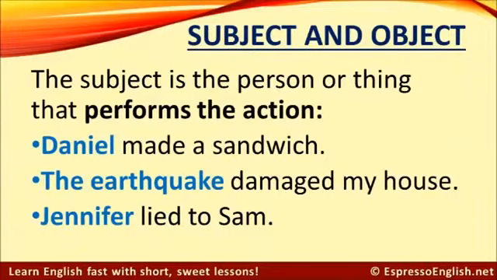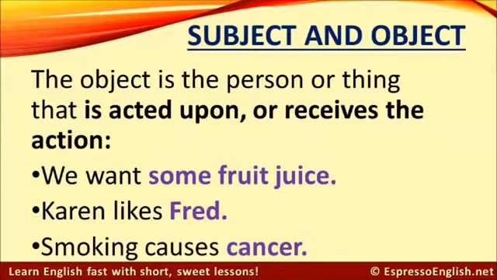Daniel made a sandwich. The subject is Daniel. The earthquake damaged my house. The subject is the earthquake. Jennifer lied to Sam. The subject is Jennifer. And the object is the person or thing that is acted upon or receives the action. For example, we want some fruit juice.